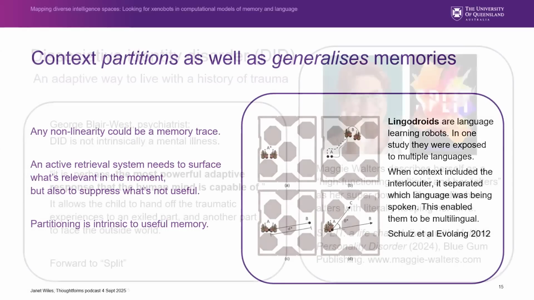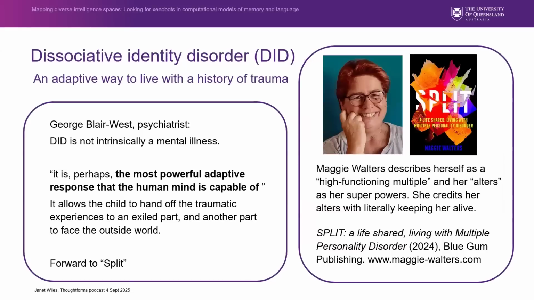And so the last slide here, I thought it's worth touching on the power of this. In consciousness research, people often mention dissociative identity disorder, and it's in the DSM-5, but a different way of thinking about it is that it's not actually intrinsically a mental illness, but rather an adaptive way to live with a history of trauma. Maggie Walters is someone who grew up with DID. She describes herself as a high-functioning multiple. And her alters, she calls her superpowers.